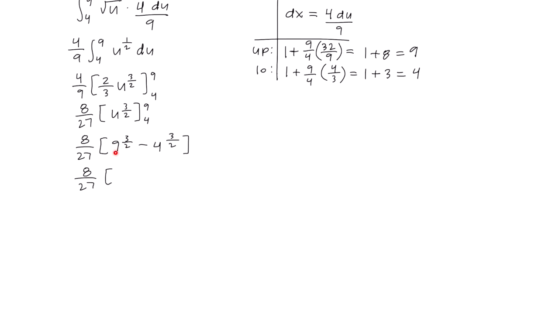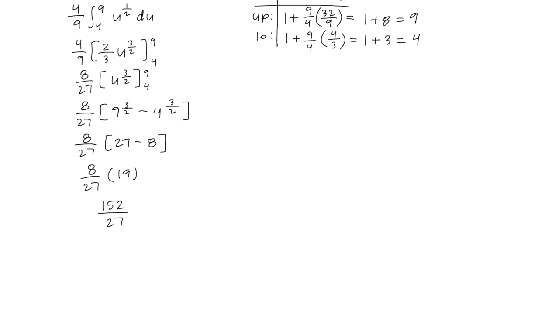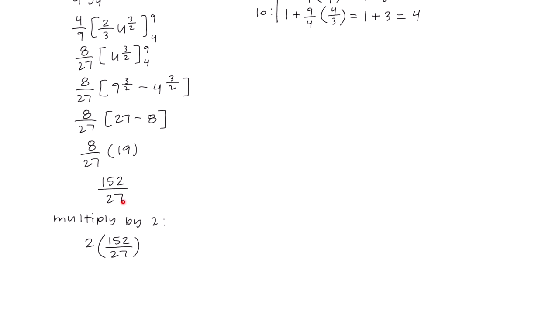The square root of 9 is 3, 3 cubed is 27. The square root of 4 is 2, and 2 cubed is 8. So we get 152 over 27. And then we take this and we're going to times it by 2 to get the bottom half of the length. So 2 times 152 over 27. So our final answer is 304 over 27.